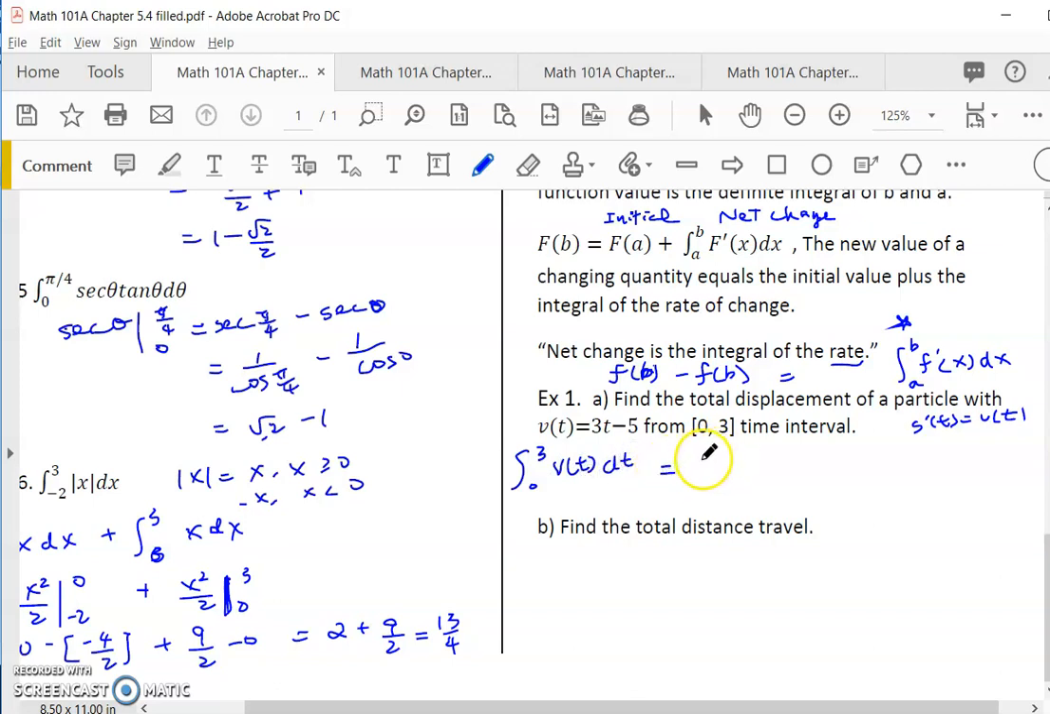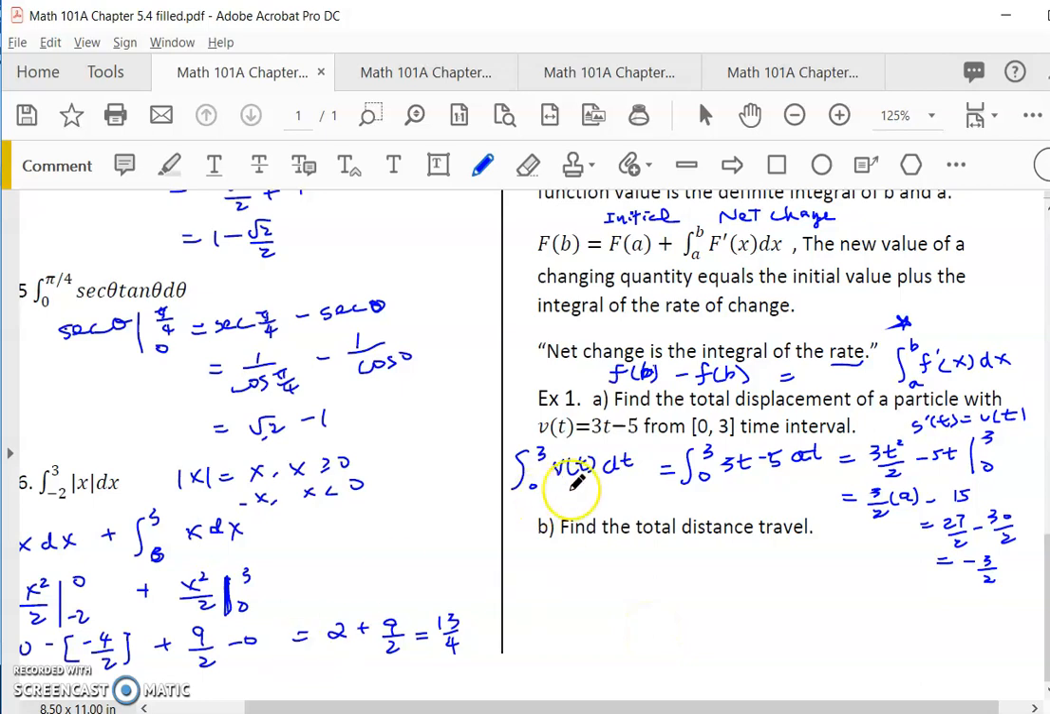That is equal to the integral from 0 to 3 of 3t minus 5 dt. So that is equal to 3t squared over 2 minus 5t from 0 to 3. The 0 we don't have to do. So it'll be 3 over 2 times 9 minus 15. That's 27 over 2 minus 30 over 2. So actually it's negative 3 over 2. It moved backwards by negative 3 over 2. So that's how you do displacement.